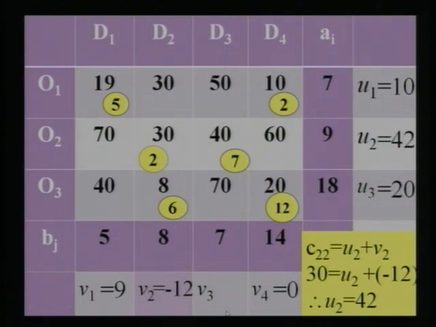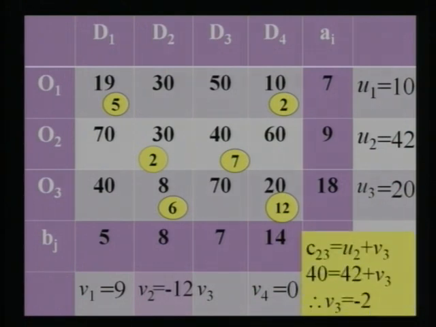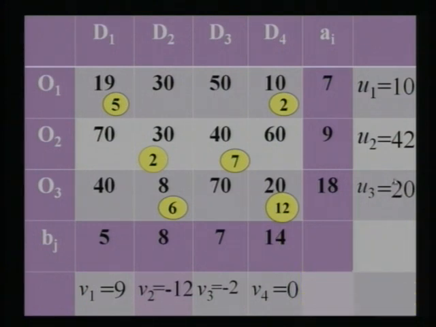What remains? Only V3 is remaining. And now we can use this cell having basic variable value 7. The formula will be C23, because it's the second row, third column. C23 is equal to U2 plus V3. U2 is 42, calculated just now. And V3, what is V3 now? 40 minus 42. So that is minus 2. So V3 becomes minus 2. So we have calculated all the new values of shadow variables, Uis and Vjs.